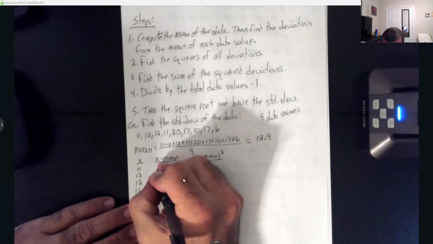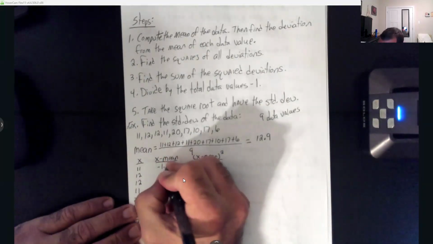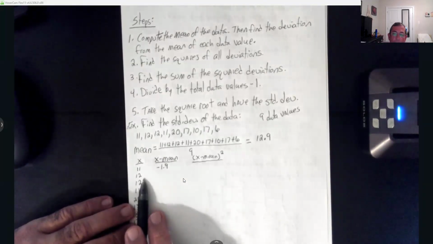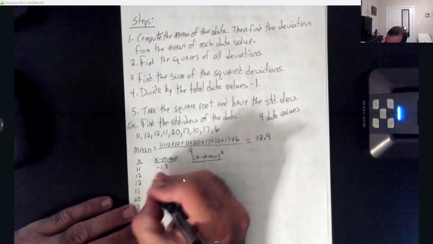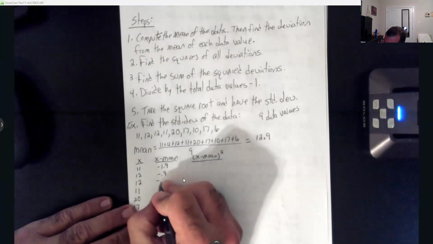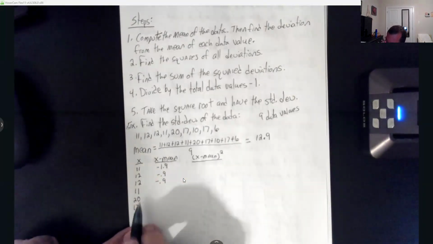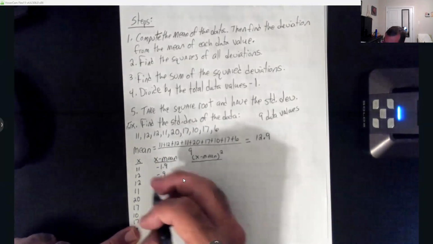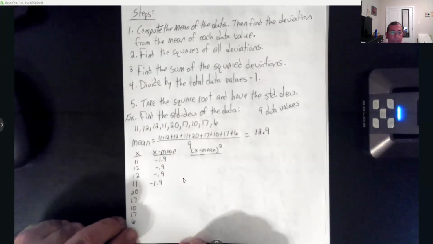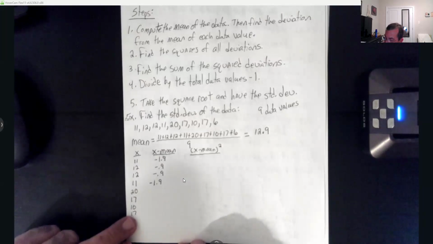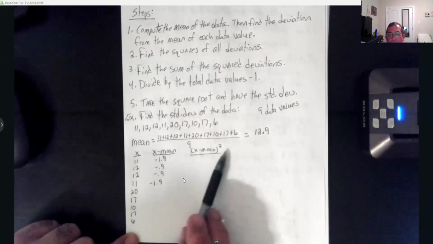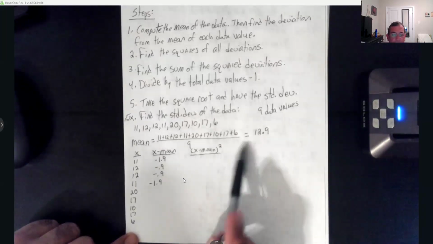So if you do that, you should get a negative 1.9. So I'm going to do all of these. 12 minus 12.9 is a negative 0.9. So that means this one will be a negative 0.9. I know what 11 is. That's a negative 1.9. So now these being negative, that tells me that these numbers are all smaller than that average.